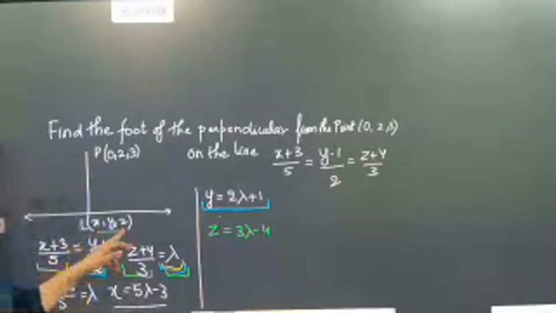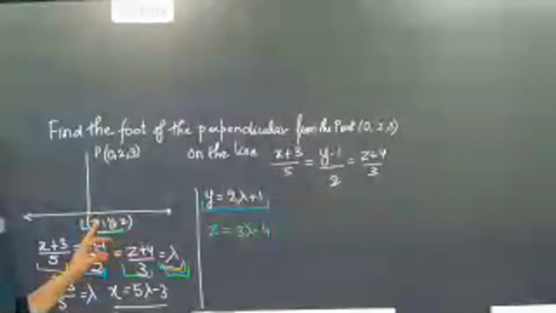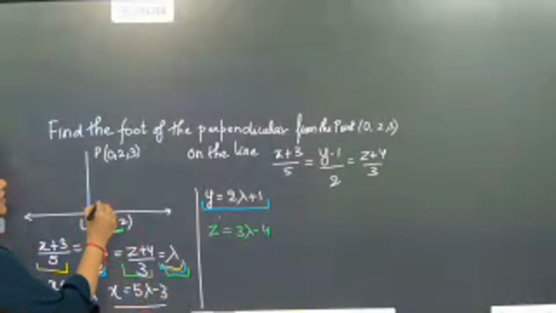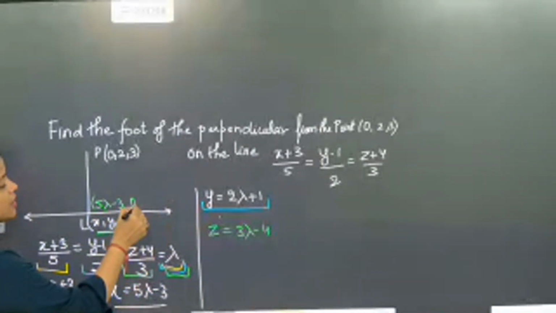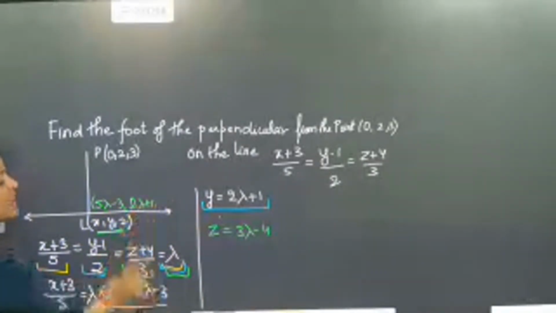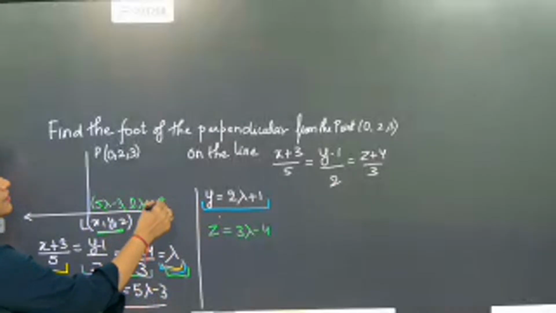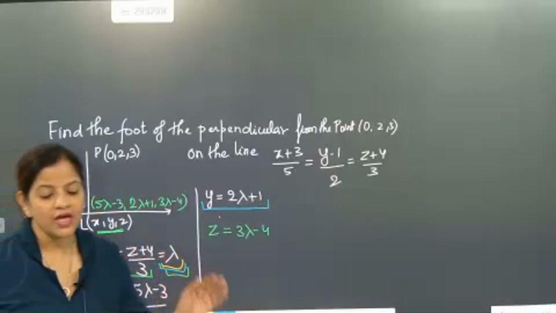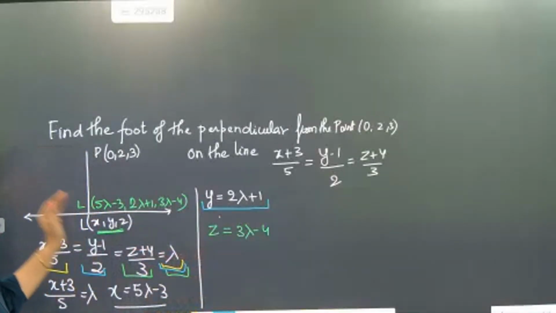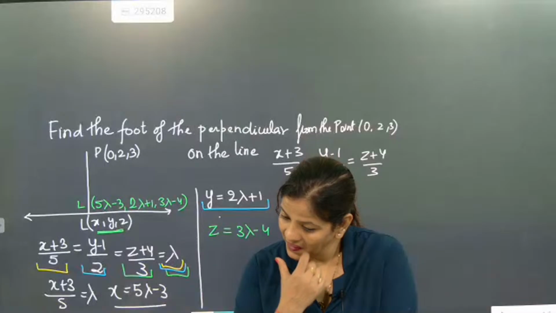So here the foot of the perpendicular is x, y, and z. Instead of x, you can write 5 lambda minus 3. Instead of y, you can write 2 lambda plus 1. And instead of z, you can write 3 lambda minus 4. So this is L. Got it? L in terms of x, y, z was there. So now we have written this in terms of lambda.